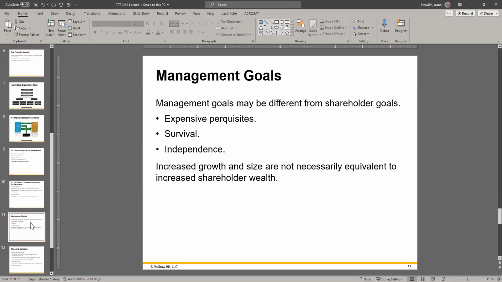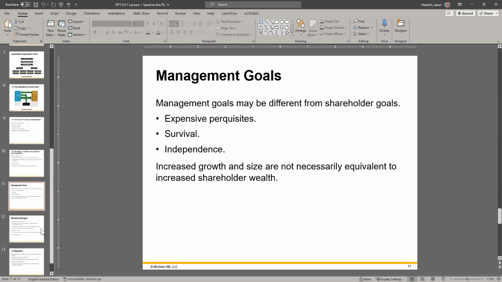So management goals may be different from shareholder goals. Expensive perquisites, survival, independence, and increased growth in size are not necessarily equivalent to increased shareholder wealth. A CEO may decide that they want to capture a lot of market share, but that was not necessarily the best strategy at the time according to market conditions, or decide to borrow more money than they should have, increasing the risk of the company in order to have more cash at hand to do other things. However, that may actually decrease the value of those actions. And then you have a problem.